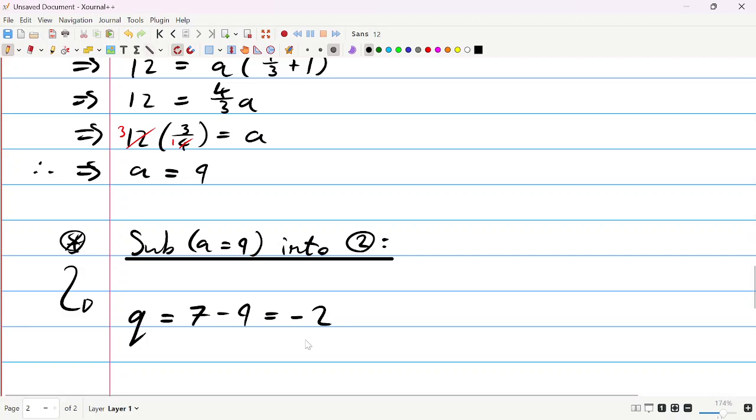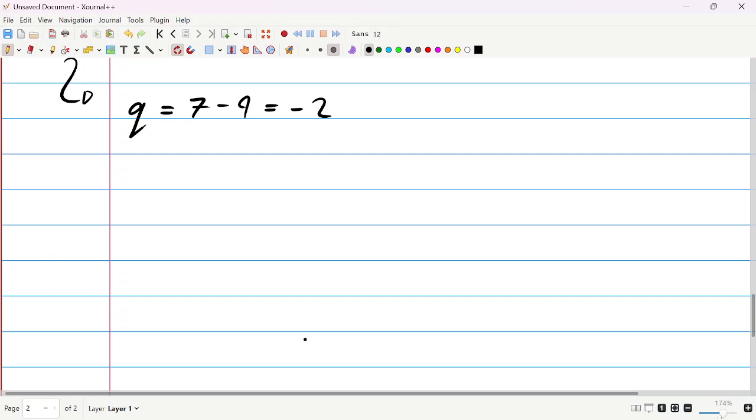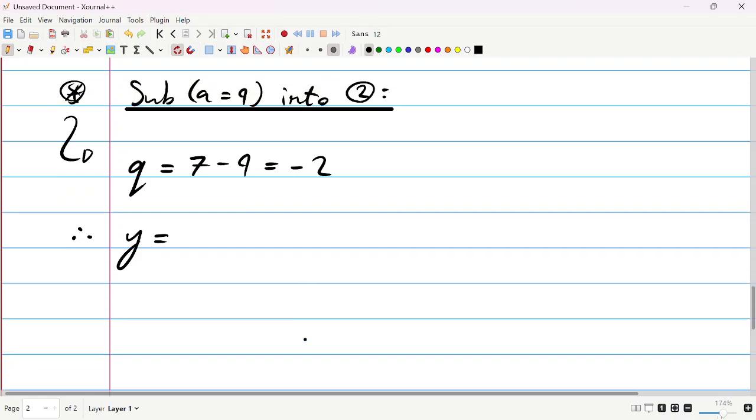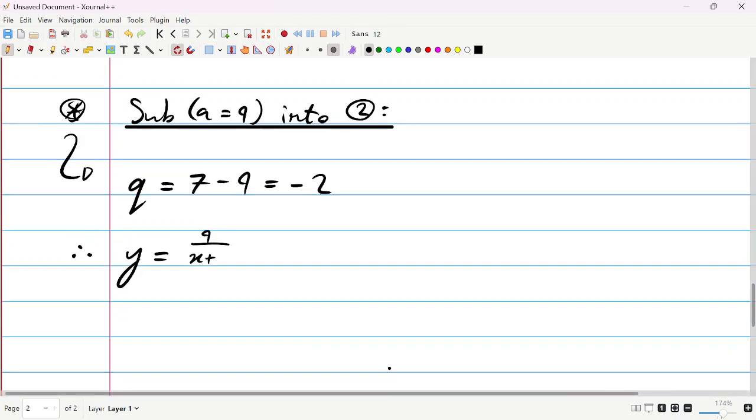Right. And then therefore, because we know all our values, we can say therefore y is just equal to, what is a equal to? A is equal to 9. So y equals 9 over x plus 4. So I had to look back quickly, sorry. And then it will be minus 2. So that's our q value. And there is our equation.